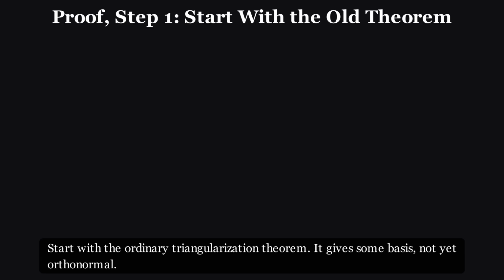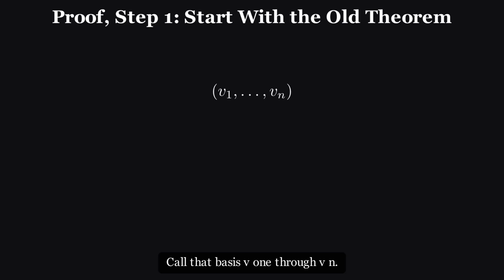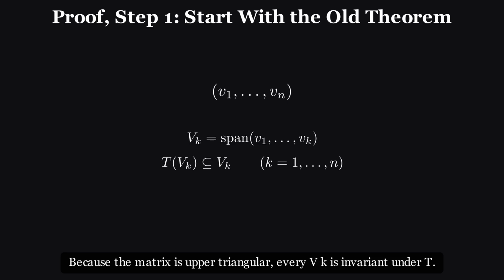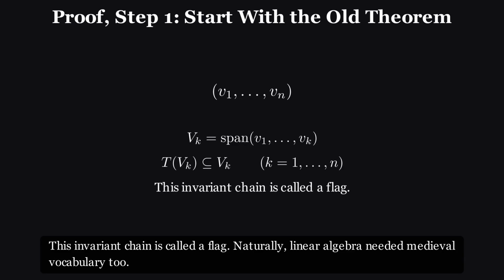Start with the ordinary triangularization theorem. It gives some basis, not yet orthonormal. Call that basis V1 through Vn. For each k, define V sub k as the span of the first k basis vectors. Because the matrix is upper triangular, every V sub k is invariant under T. This invariant chain is called a flag. Naturally, linear algebra needed medieval vocabulary too.